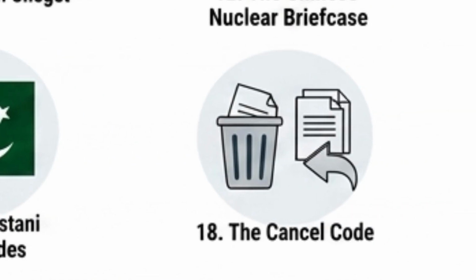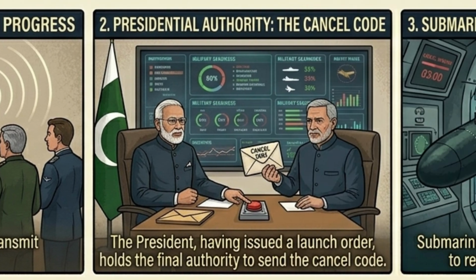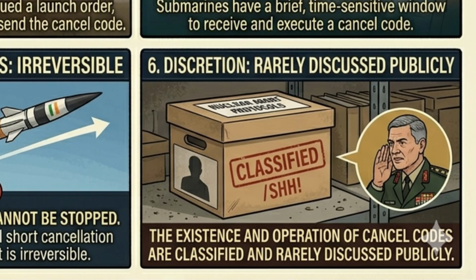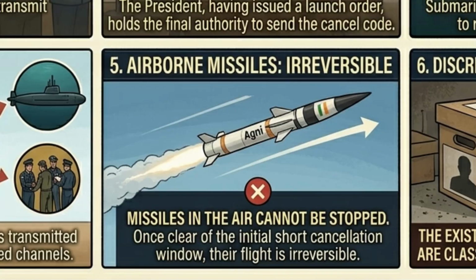18. The cancel code. A code that stops a launch in progress. The president can send a cancel code after issuing a launch order. This is rarely discussed publicly. Submarines have a short window to cancel. Missiles in the air cannot be stopped.